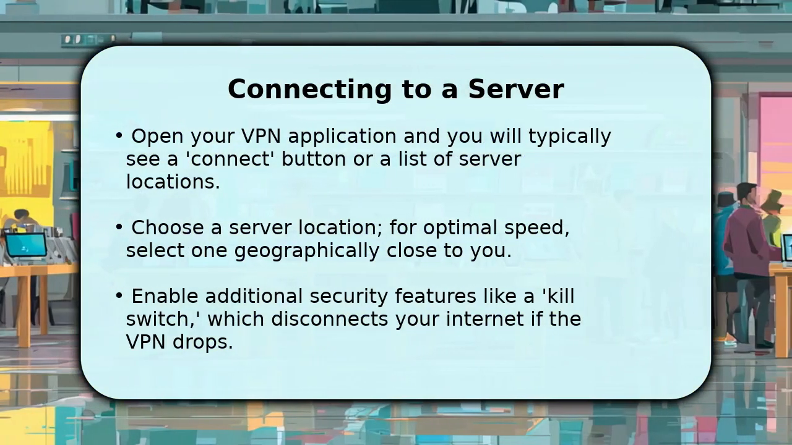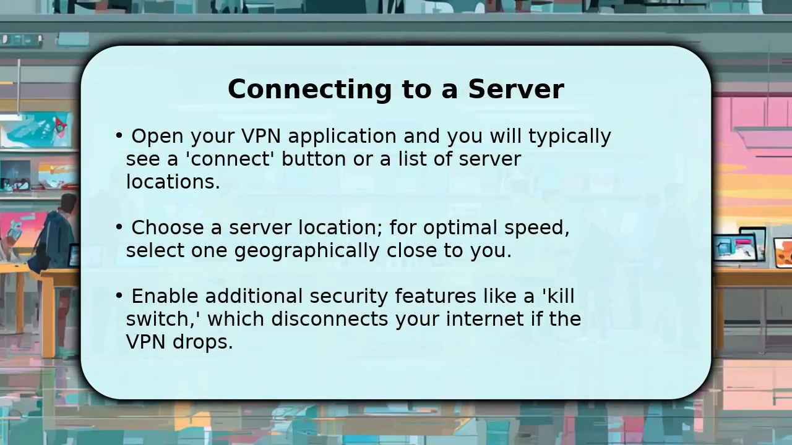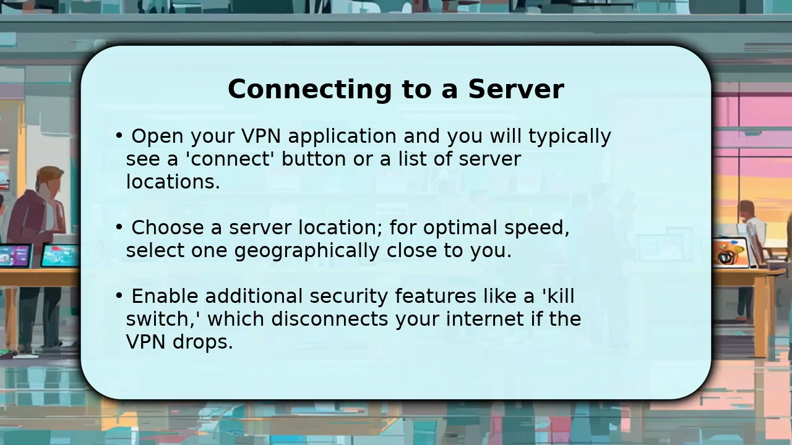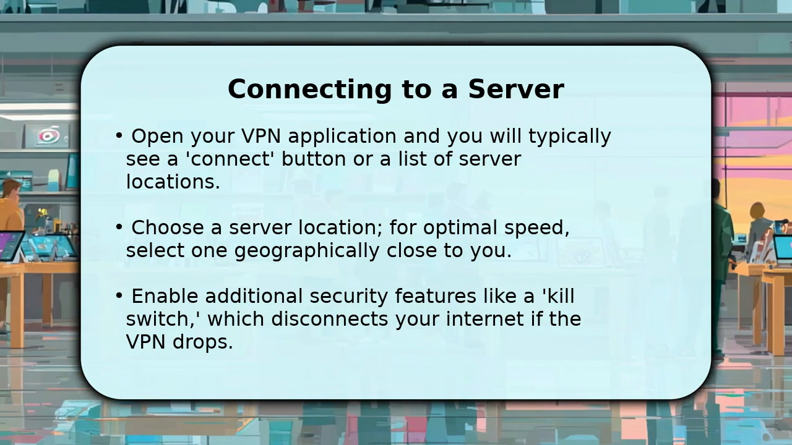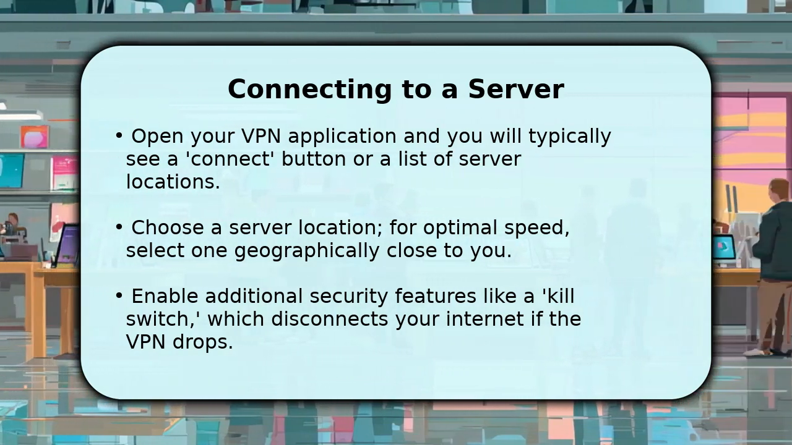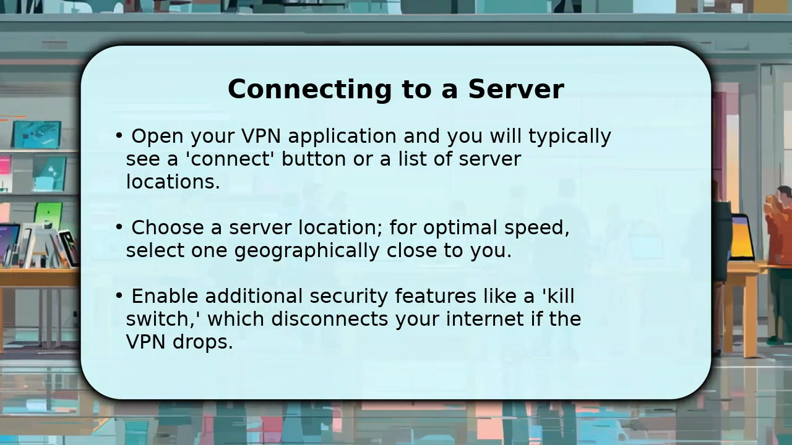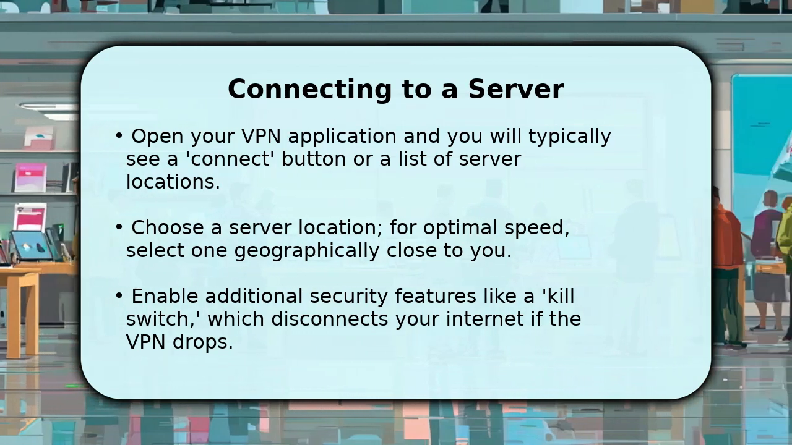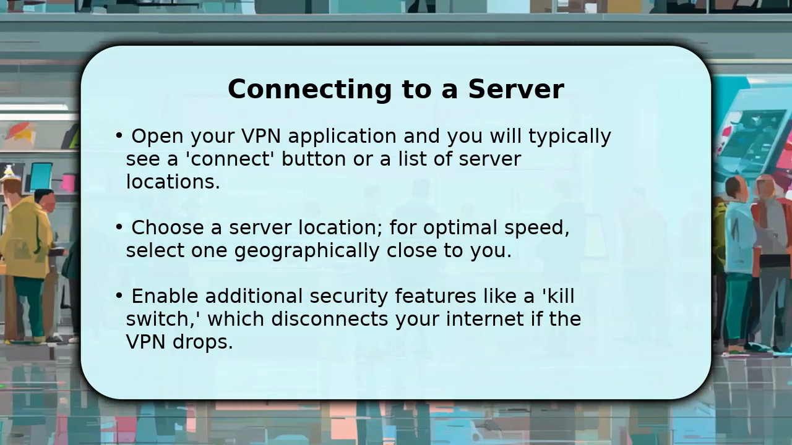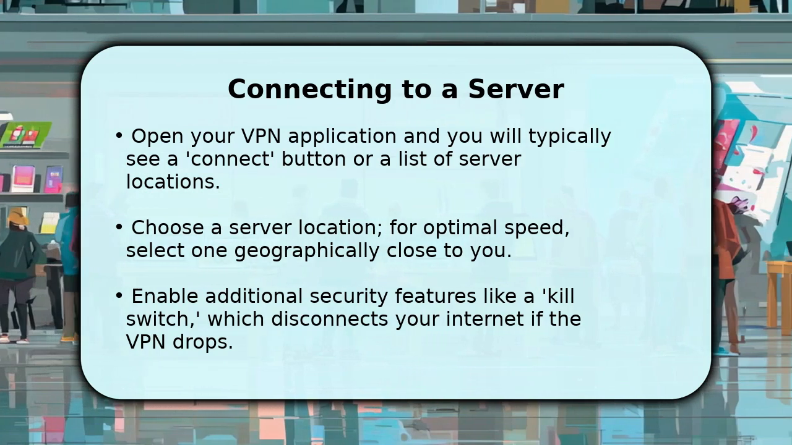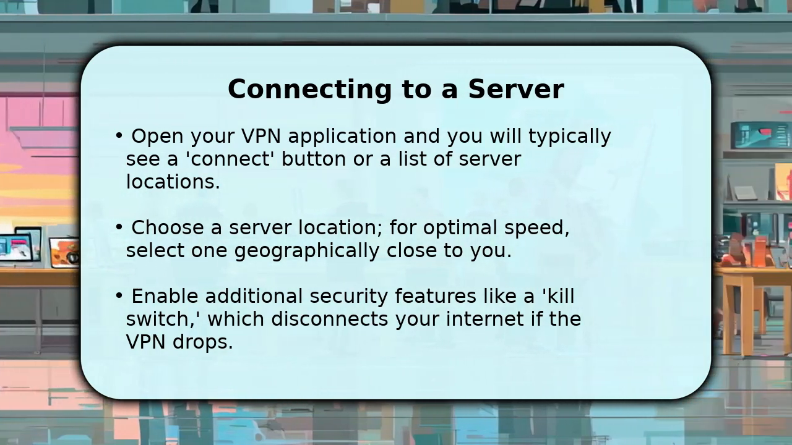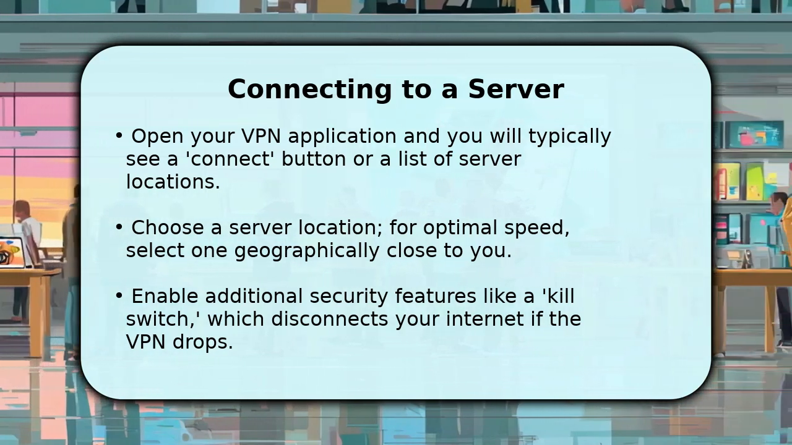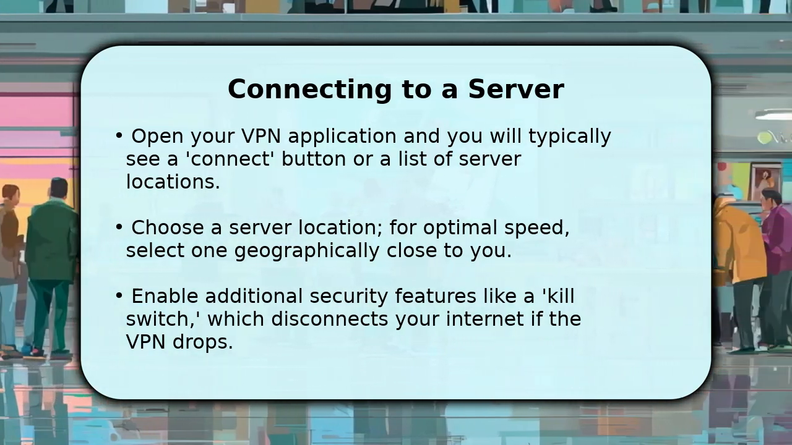With the app installed, connecting to a server is quick and easy. Launch the VPN application and you will likely see a large Connect button or a map. Browse the server list and select your desired location. Choose one geographically close for the fastest speeds. Remember to activate essential features, like a kill switch, which prevents data leaks if your VPN connection ever unexpectedly drops.